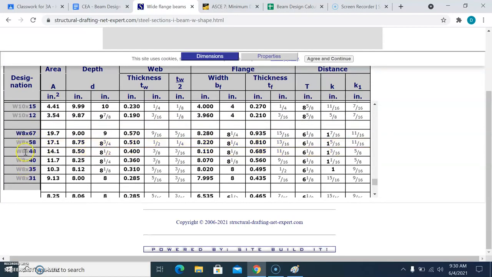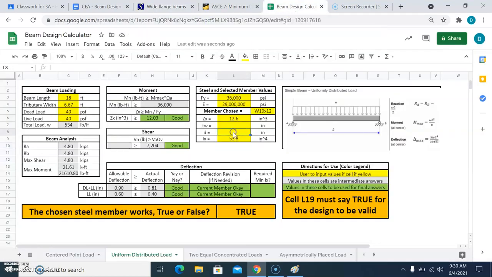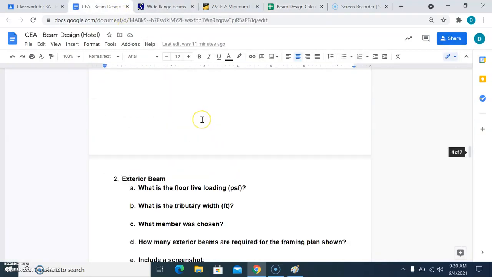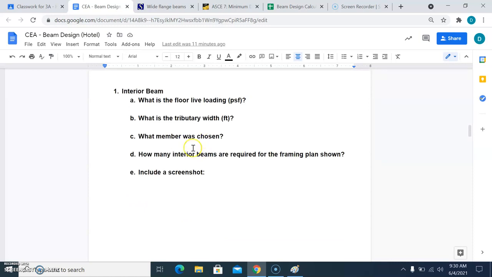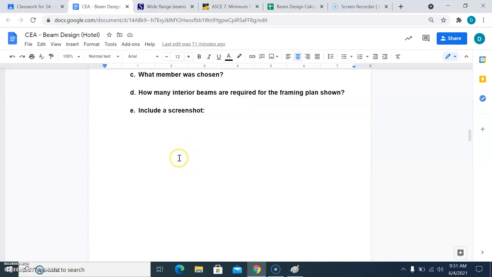They have smaller beams under this category, but not under properties. I don't know why. 9.87 and 0.19. 9.87, and then, what did I say? 0.19? Alright, and that's good. So now we are done designing the interior beams. You can take a screenshot of this, pop it into here, as well as answer the other questions. How many are there? You gotta count them up. What member was chosen, etc., etc.